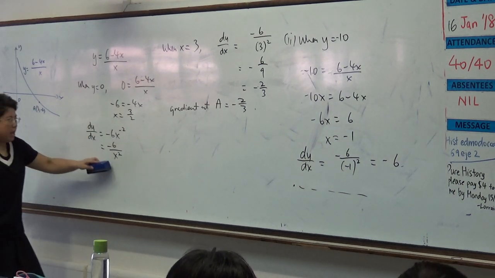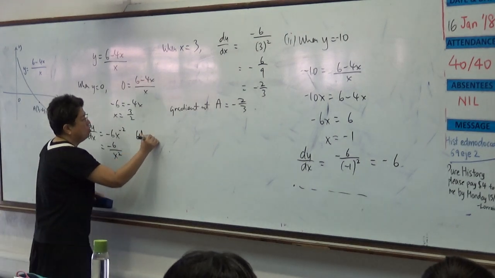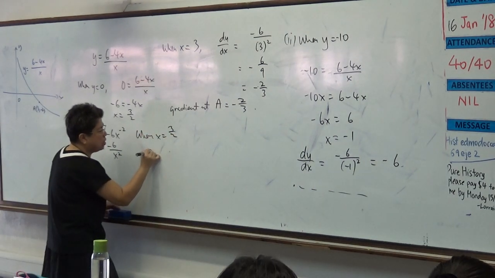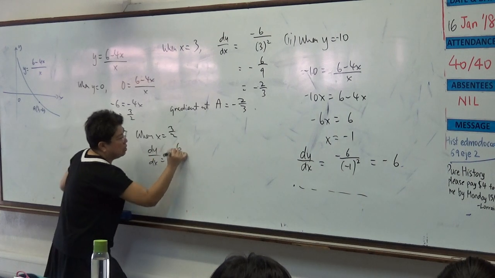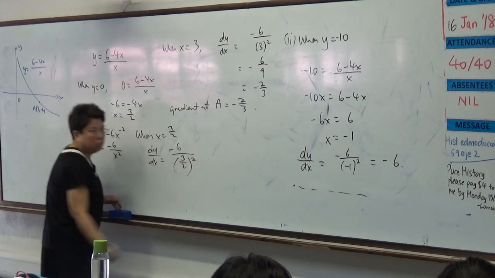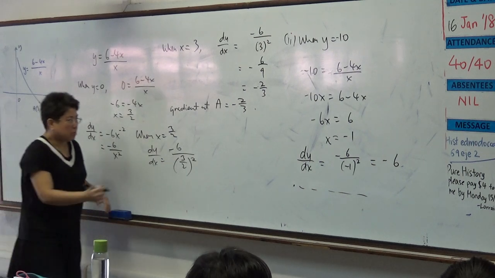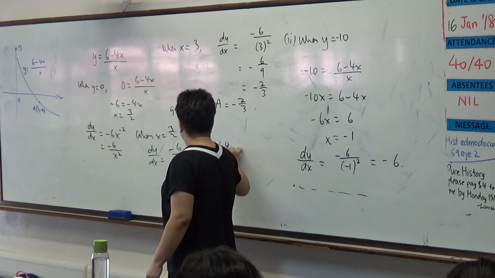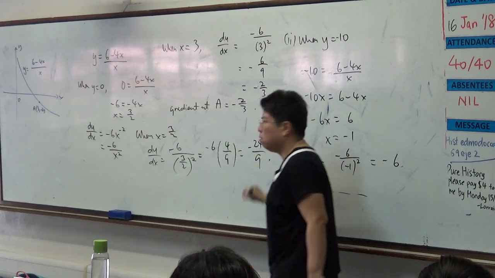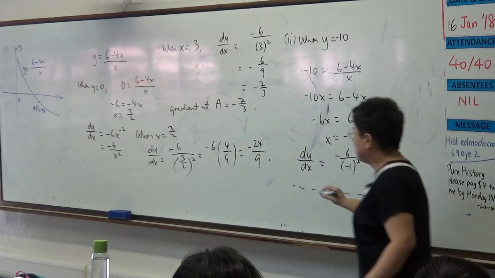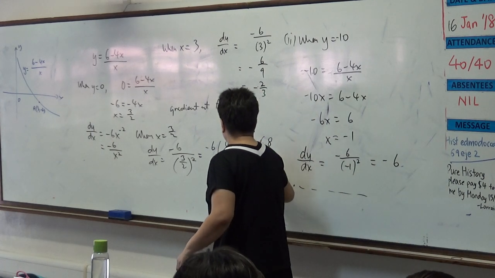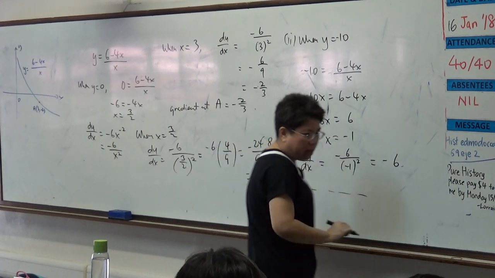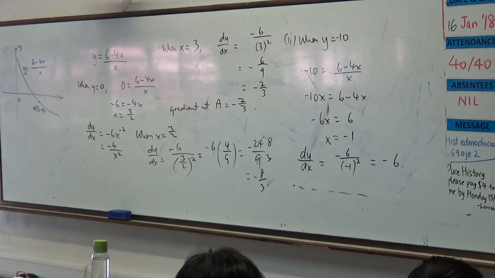So divide the x is this guy. So when x is 3 over 2, what is my divide the x? Negative 6 over 3 over 2 squared, right? So use your calculator. Let me just do it. This is 4 over 9, right? Negative 24 over 9. Is it correct? But I can simplify it. Yeah, I made a mistake. It's negative 8 over 3, right? Correct. That means negative 2 and 2 thirds.